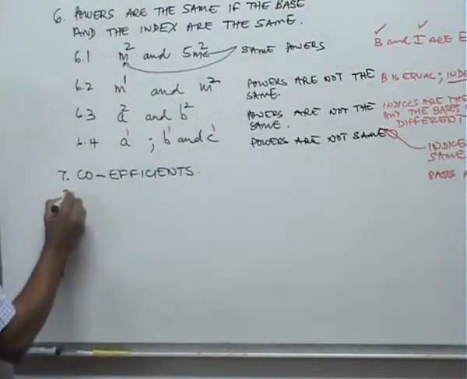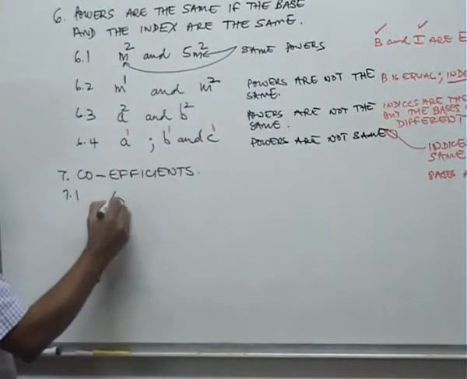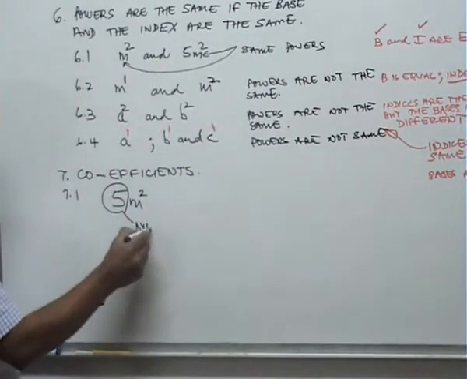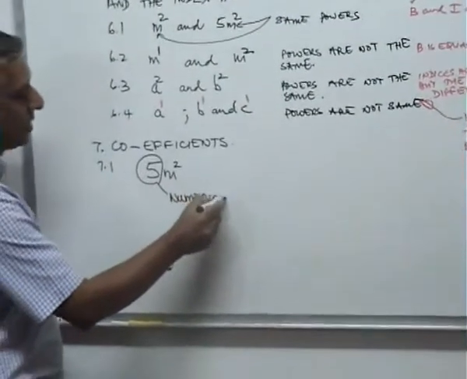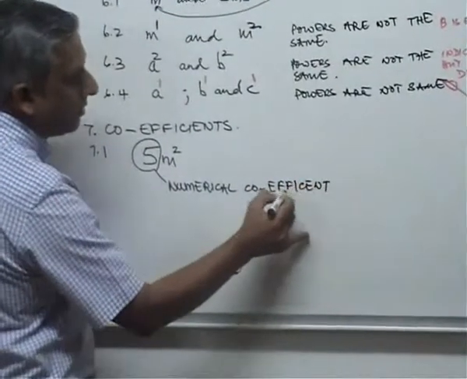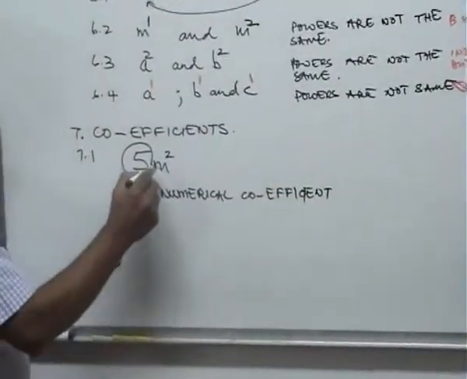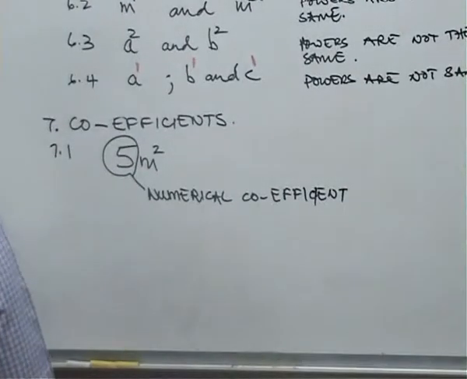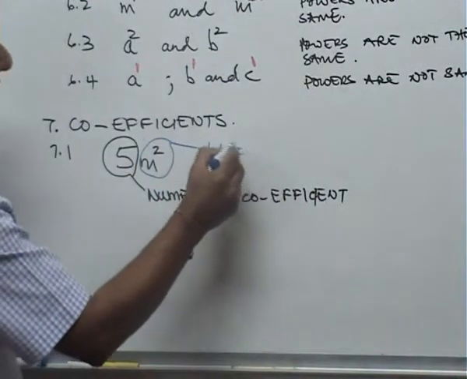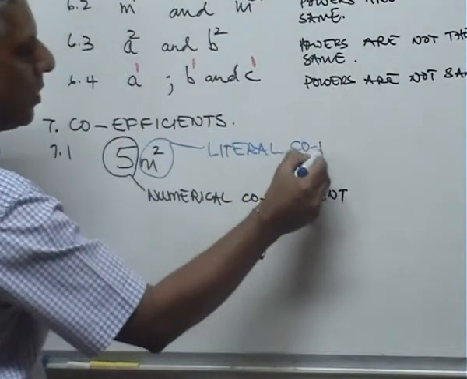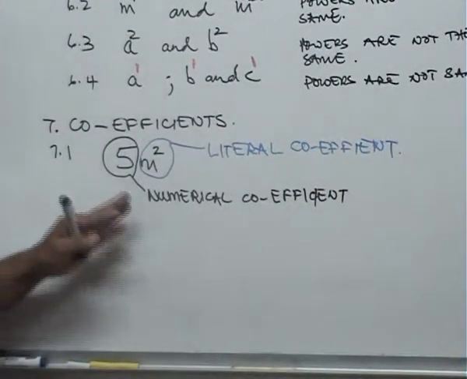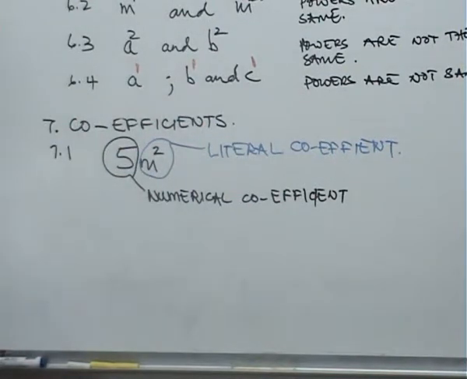Coefficients. So 7.1. If you take an example like 5m squared, then 5 is called a numerical coefficient. And the m squared is called the literal coefficient. So, to put it simply, in this term here, there are two parts.